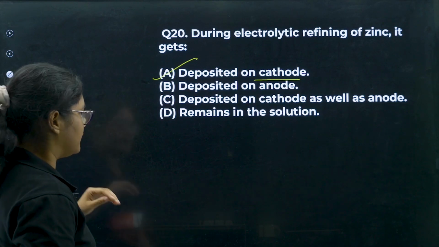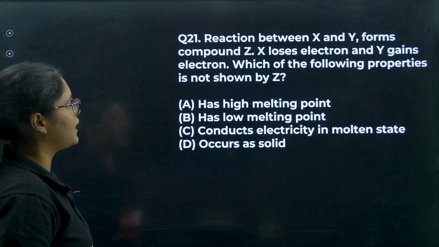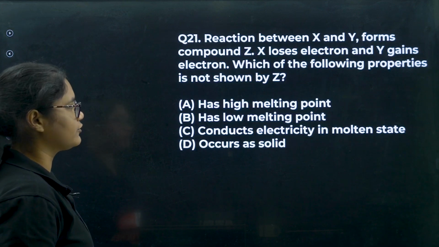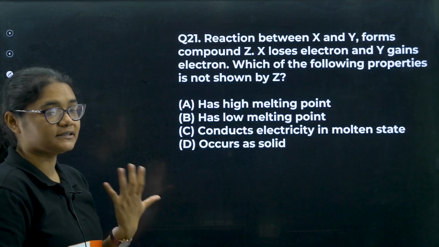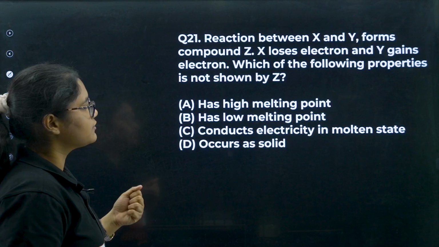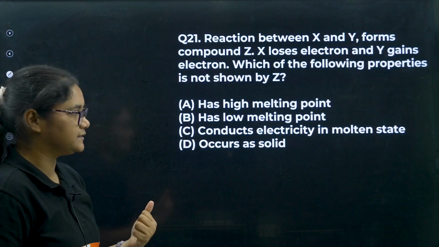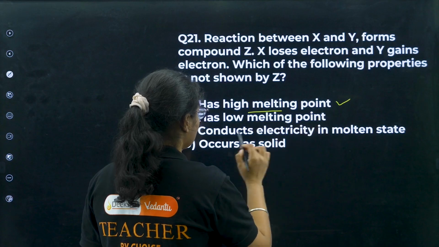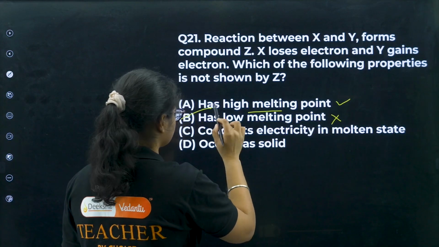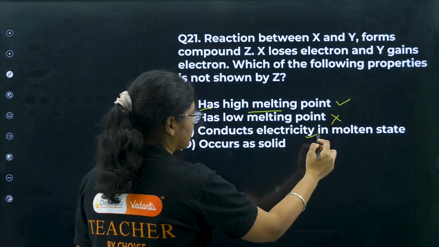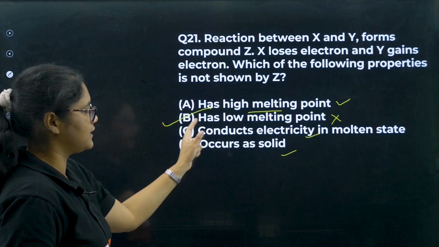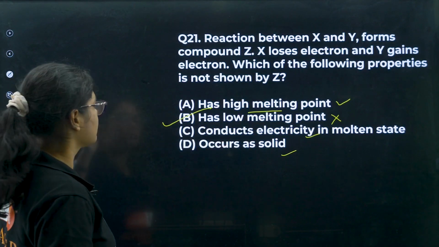number A. Next you have reaction between X and Y forms a compound Z. X loses electron and Y gains electron, so that means it is an ionic compound, right? Which of the following properties is not shown by Z, an ionic compound? High melting point is shown. Low melting point, no, this is not shown, so this has to be the answer. Conducts electricity in molten state, yes. These all are the properties of ionic compounds except the B one.